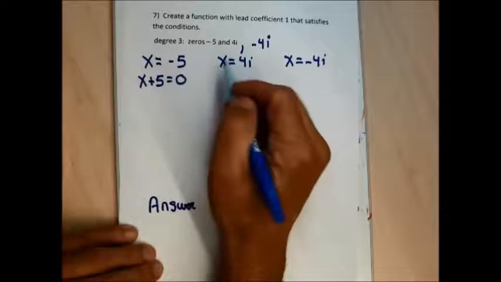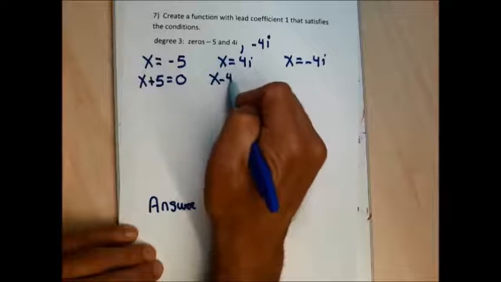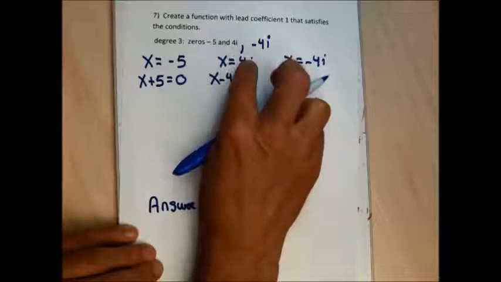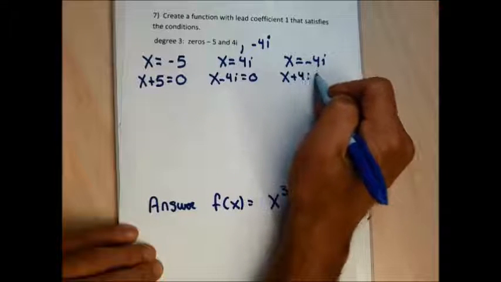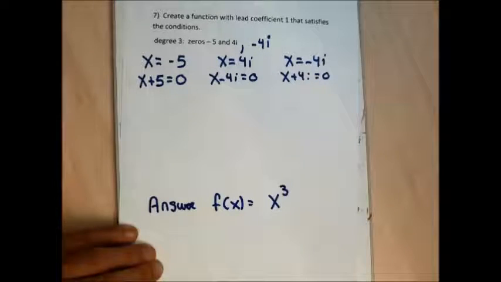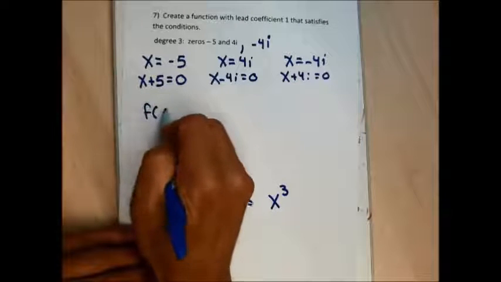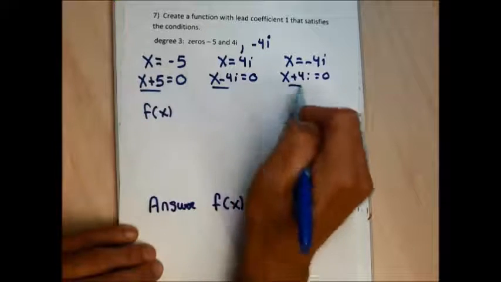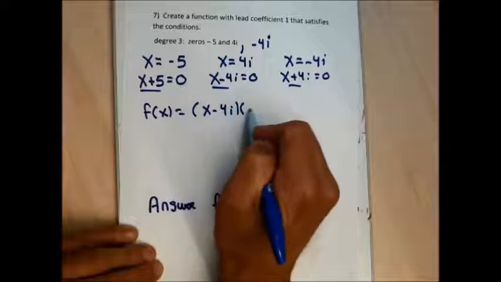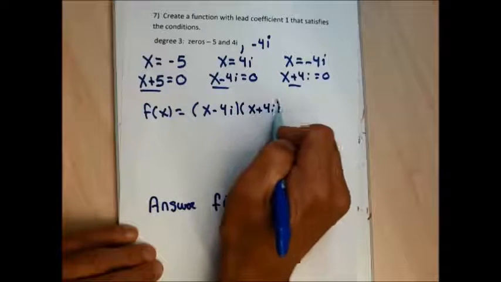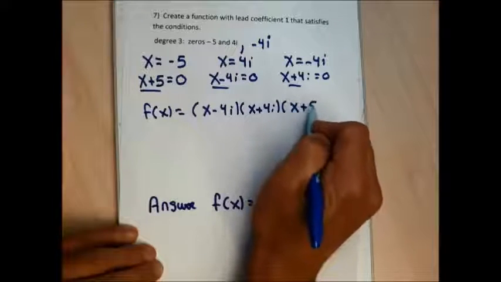For this one, I'll minus 4i from both sides. X minus 4i equal to 0 would have created 4i. And for this one, I'll add 4i to both sides, and x plus 4i equal to 0 would have created that. The polynomial that I'm going to create is just the product of these 3 factors. It's so much better to do the i's first. I'm going to do them first to make my work easier. So I'm just going to multiply these 3 factors together.